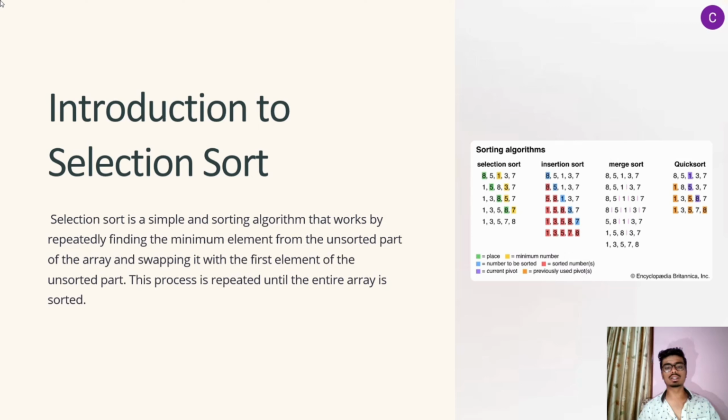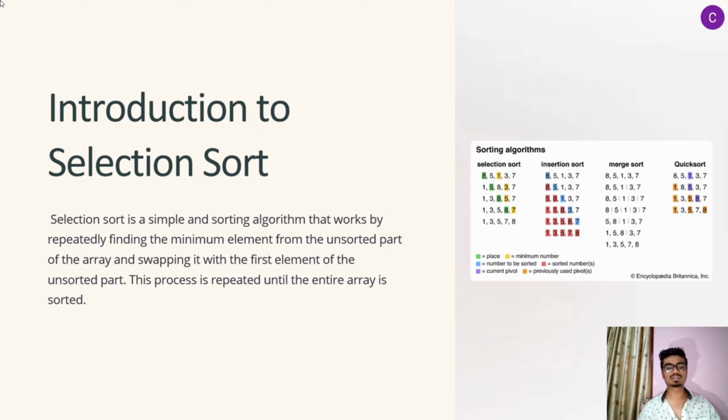Today I am going to present a presentation on selection sort. Now we are going to see an introduction to selection sort. Selection sort is a simple sorting algorithm that works by repeatedly finding the minimum element from the unsorted part of the array and swapping it with the first element of the unsorted part. This process is repeated until the entire array is sorted.